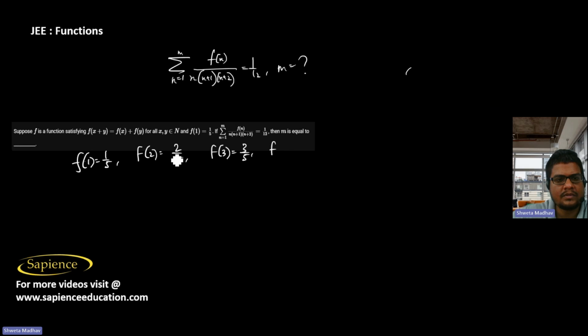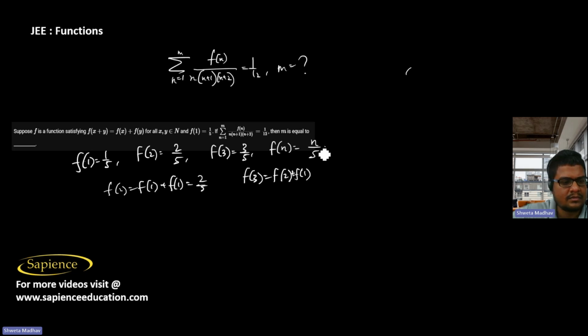So f of 1 is 1 by 5. So f of 2 will be, since for f of 2 I can write f of 1 plus f of 1, that will be equal to 2 by 5. And f of 3 I can write as f of 2 plus f of 1, so that will be 3 by 5. So f of n will be equal to n by 5.